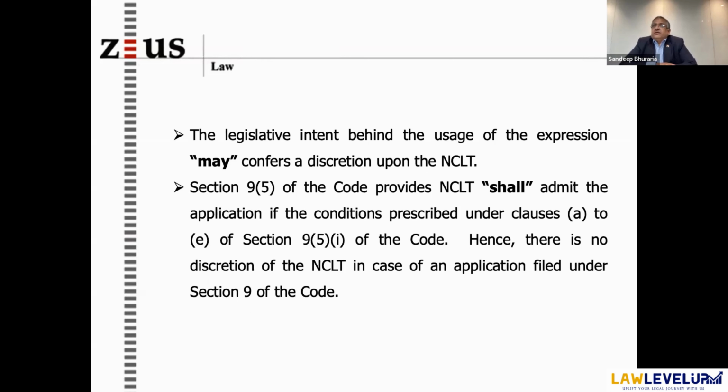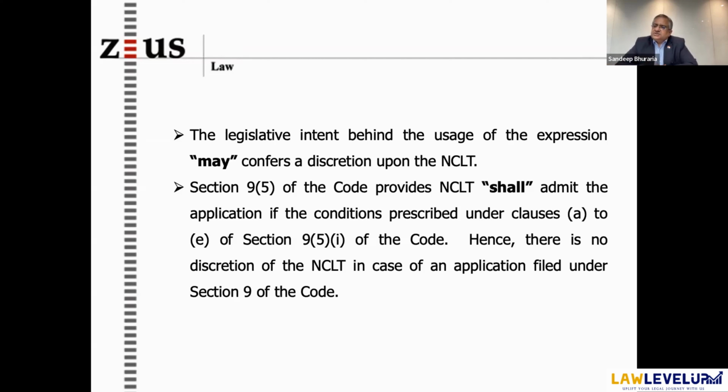Now, Section 9, subsection 5. I will take you to the Section 9 petition, which is a petition to be filed by an operational creditor against a corporate debtor. But before doing that, staying on this judgment of Vidarbha by the Honorable Supreme Court, relying upon Section 9, subsection 5 of the code, it said that the word used in Section 7, subsection 5 is may, but under Section 9, subsection 5, the word used is shall, which means that if the conditions prescribed under clause A to clause E of Section 9, subsection 5, subclause 1 of the code are met, then the adjudicating authority has no discretion but to admit a petition.